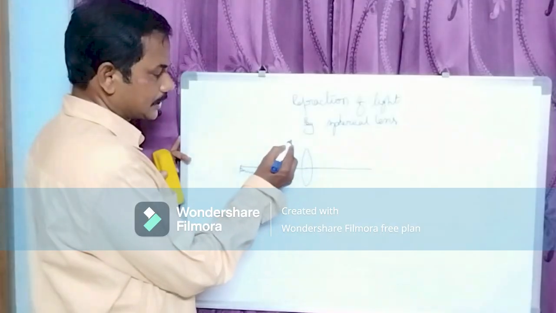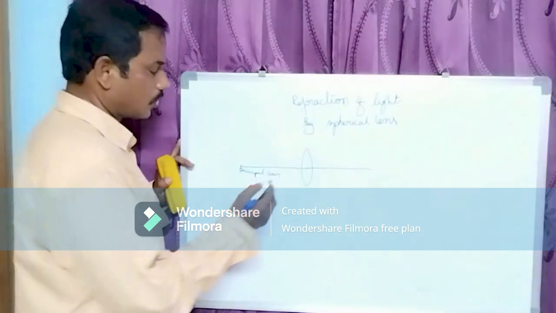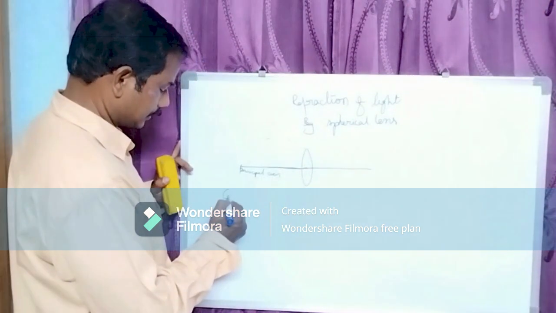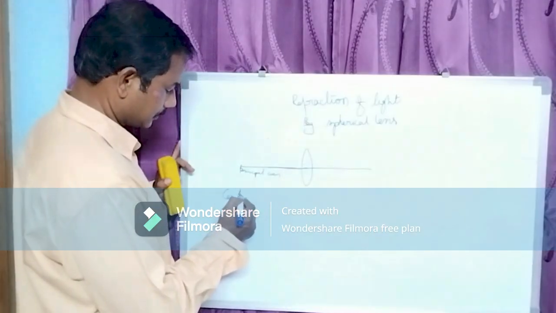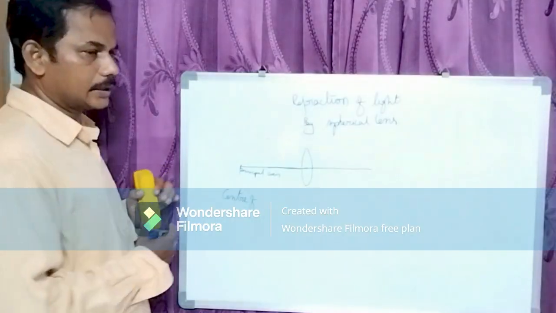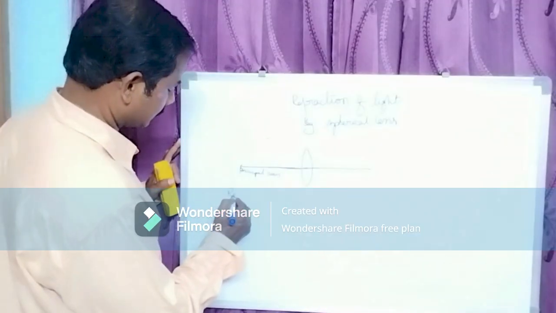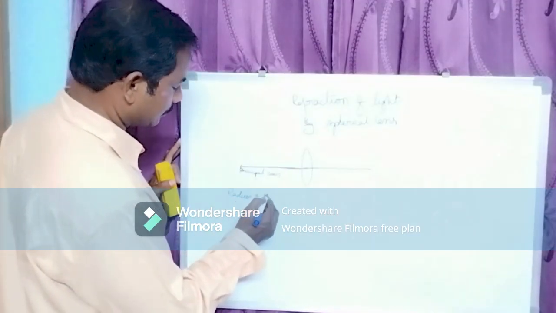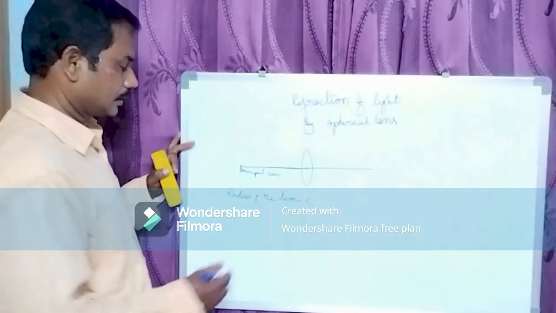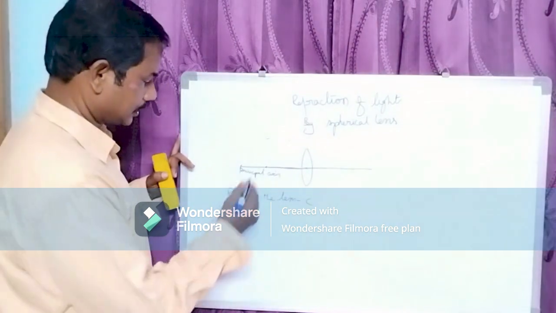At the very start we discussed the radius, from where this part is separated. If we extend this as a sphere, it gives a radius. This is called the center of curvature, C, and this is what we call the radius of the lens. This is actually the radius of the sphere.